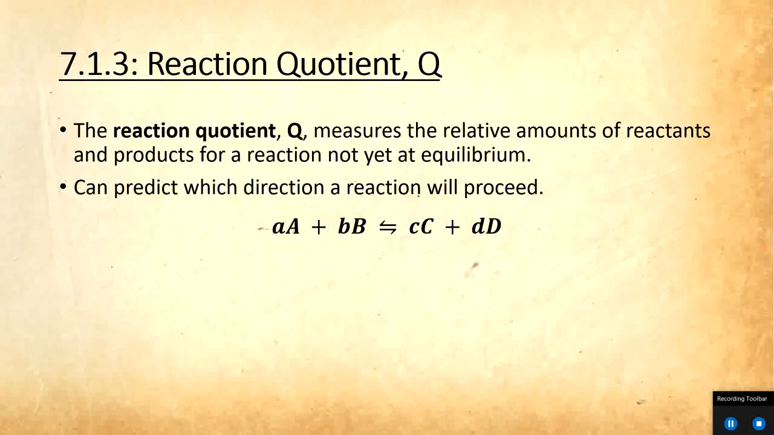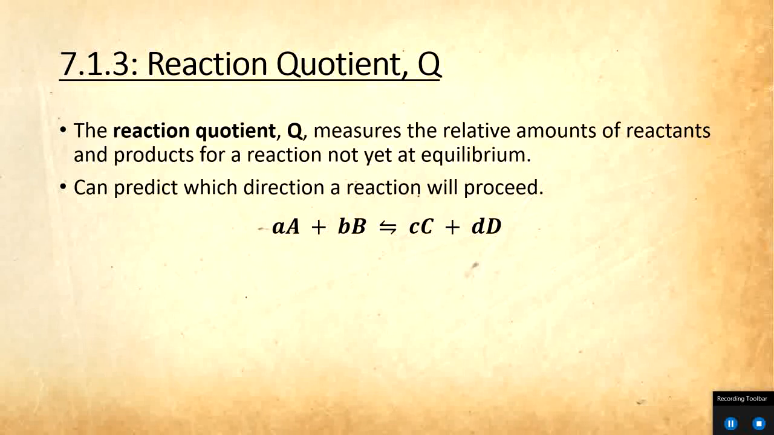So Q measures the relative amounts of reactants and products for a reaction not yet at equilibrium. If we know what the equilibrium constant for a reaction is supposed to be, we can use Q to compare it to Kc, and see how close the reaction is to reaching that equilibrium and which way the reaction is going to go in order to get to equilibrium.